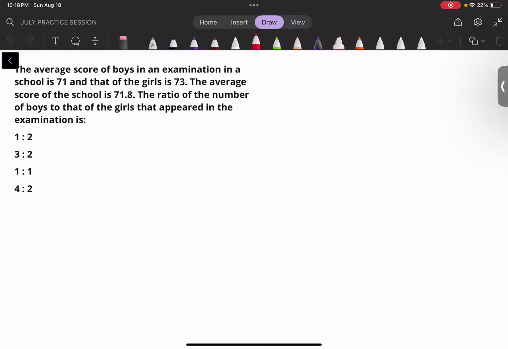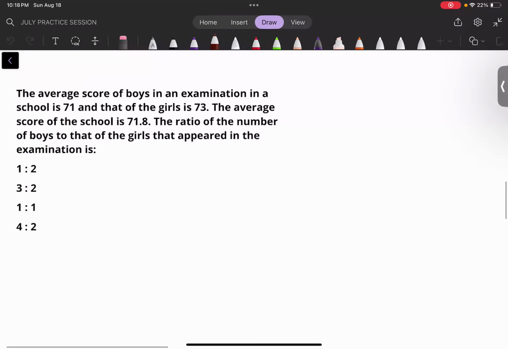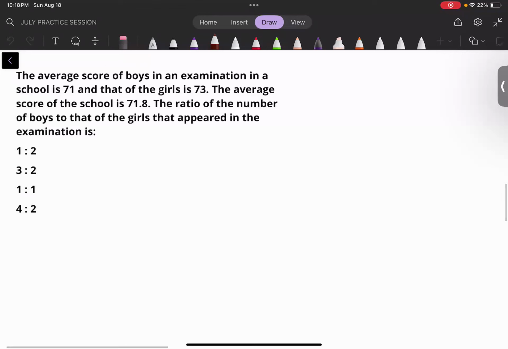So carefully observe. The question is very simple actually, but here we will learn one more new thing. Please answer something. Do we have to calculate any average which we don't know? No. We know the average of boys. We know the average of girls also. We know the average of the school also. School means boys and girls overall.